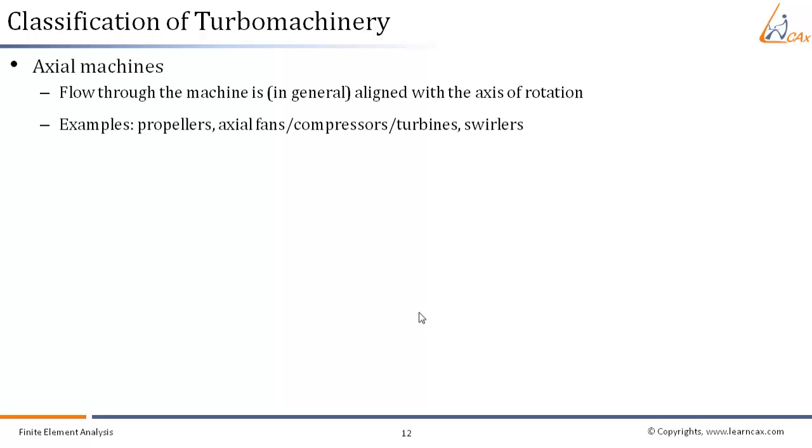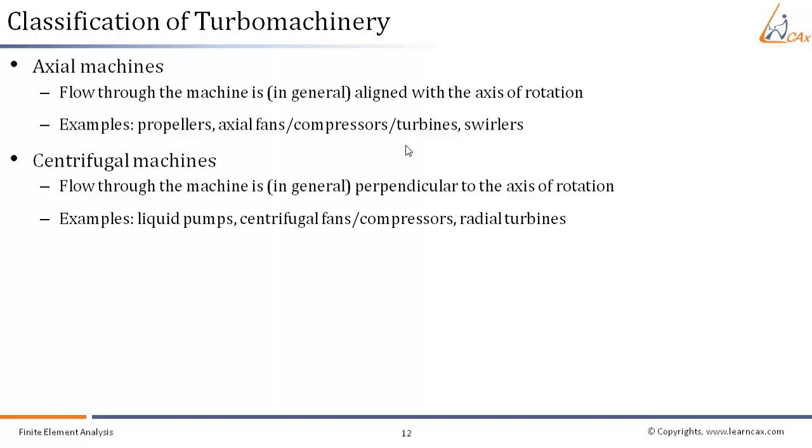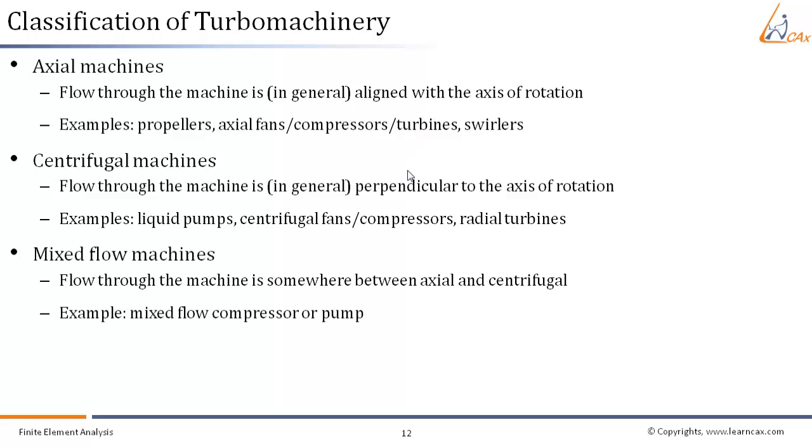What are the different types of turbo machinery devices? First is the axial machines. In these, flow through the machine is usually aligned with the axis of rotation. Examples are propellers, axial fans, compressors, turbines, swirlers, etc. Second, we have centrifugal machines. In these, flow through the machine is generally perpendicular to the axis of rotation. Examples are liquid pumps, centrifugal fans, compressors, and radial turbines. Third category is the mixed flow machines. In these, flow through the machine is somewhere between axial and centrifugal, so they come under the mixed category. Examples are mixed flow compressors or pumps.